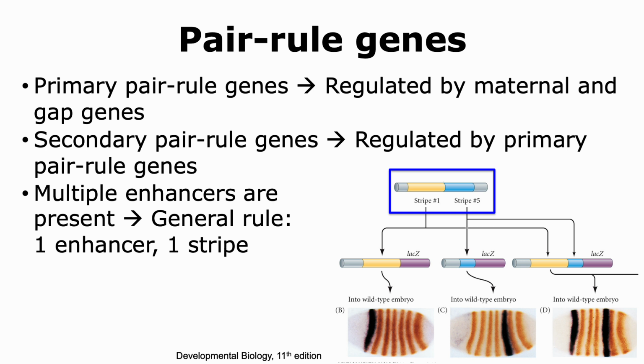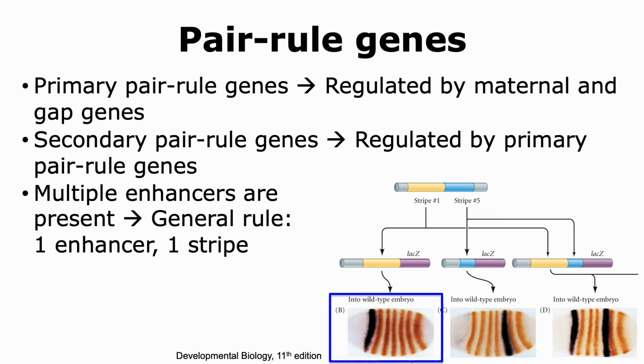Now, how did we actually find that out? What was done is the DNA sequences that correspond to the enhancers were taken, and the example we're looking at is that of 2 such enhancers. One is for stripe number 1 and the other is for stripe number 5. Now we will take, let's say, the enhancer for stripe number 1 and put it under the control of lacZ. When lacZ gets expressed, if that enhancer gets activated, then we can observe where the lacZ is expressed.